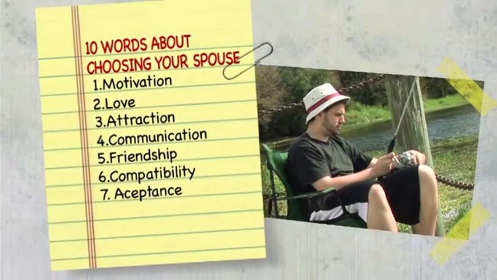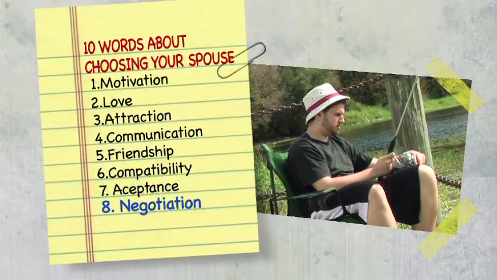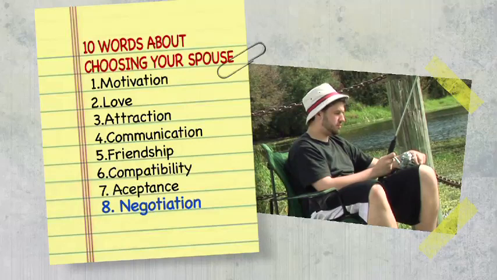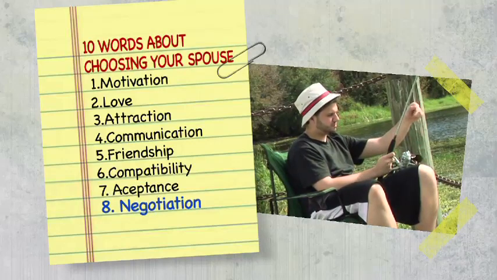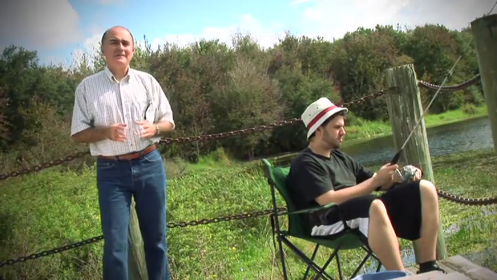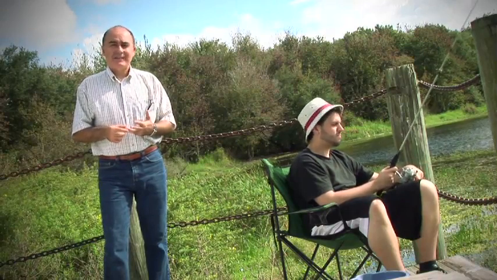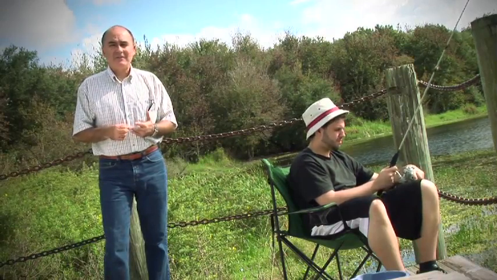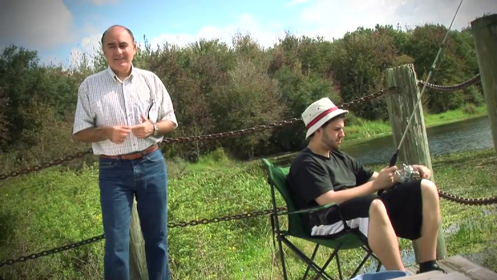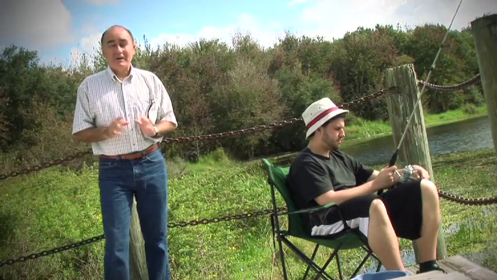Another key word, negotiation. Negotiation is key in the process of election. Of course, negotiations are never easy. This is potentially the hardest stage previous to marriage. The couple has already built a friendship. They have good communication. They're compatible. And they have accepted each other.